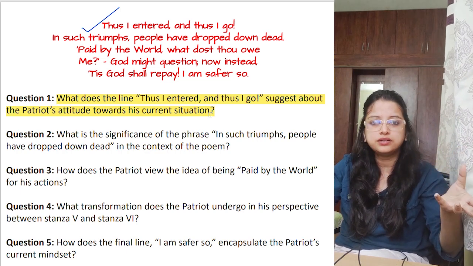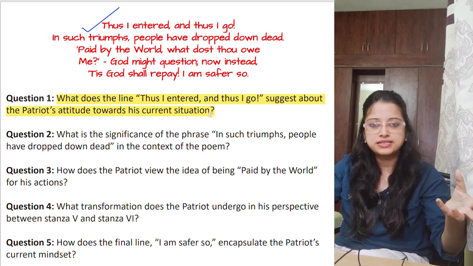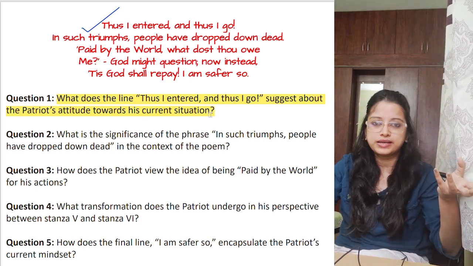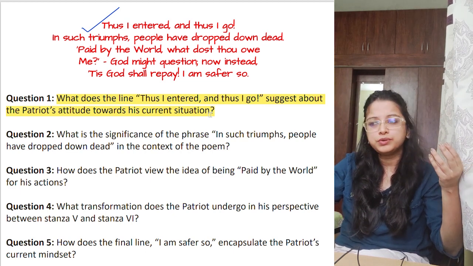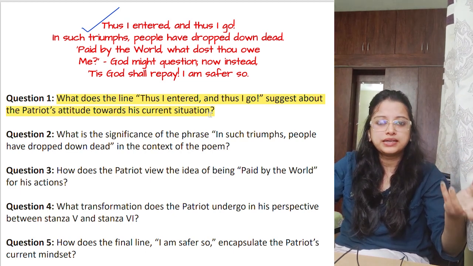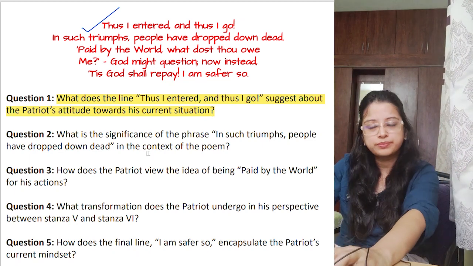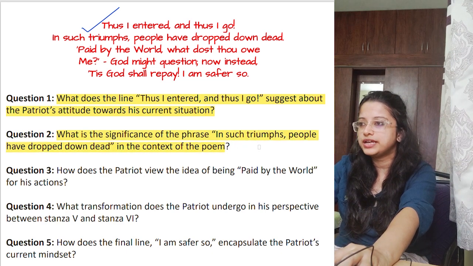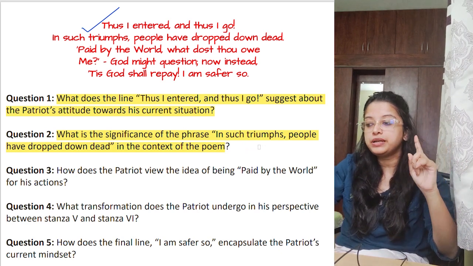People have misunderstood me, they are mistreating me, ill-treating me. But I have to accept it because this is life. This is how you come in, you take birth, and this is how you die. You have to accept that. If you are suffering from some disease, you cannot keep on complaining because that had to happen to you and that is happening to you. Whom should you complain to, right? So question number 1 is clear. Next one: what is the significance of the phrase "in such triumphs people have dropped down dead" in the context of the poem?